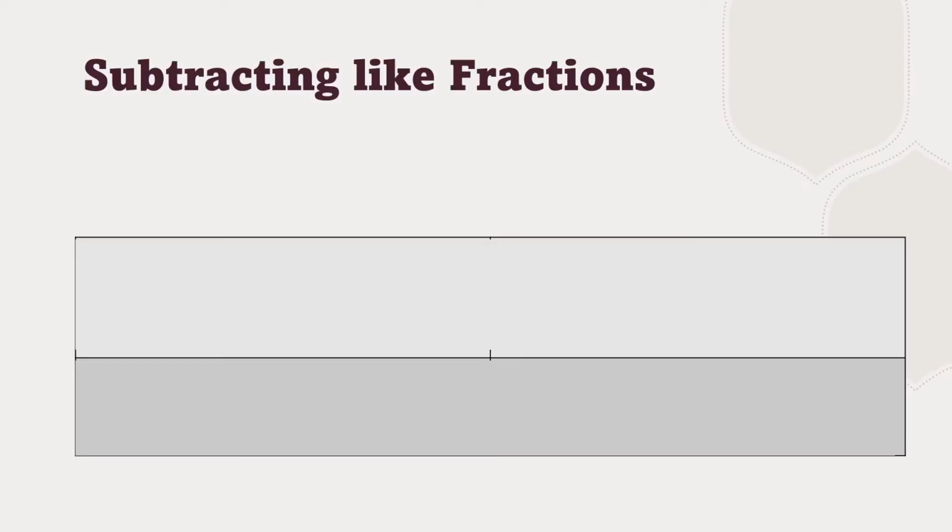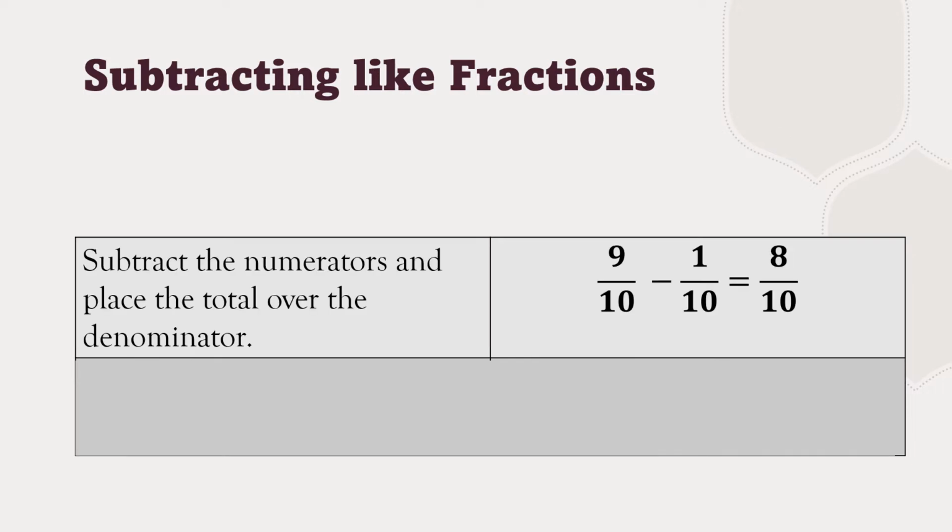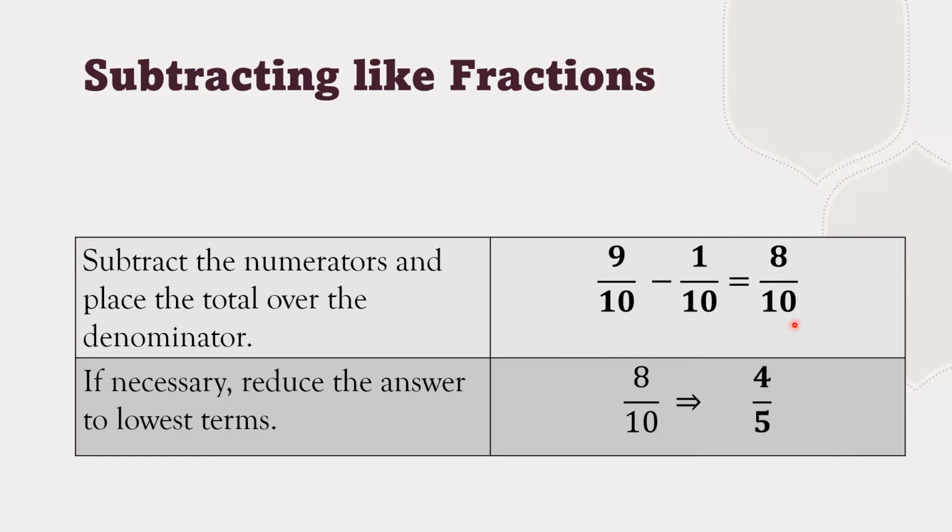In a similar manner to adding fractions, when the fractions are like fractions, we subtract the numerators and place the result over the denominator. For example, we have here 9 over 10 less 1 over 10. We subtract the numerators, 9 minus 1 is 8, and of course, just copy the denominator. Next, if necessary, reduce the answer to lowest terms. So our answer earlier is 8 over 10.